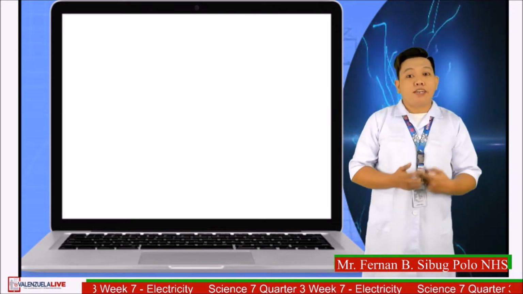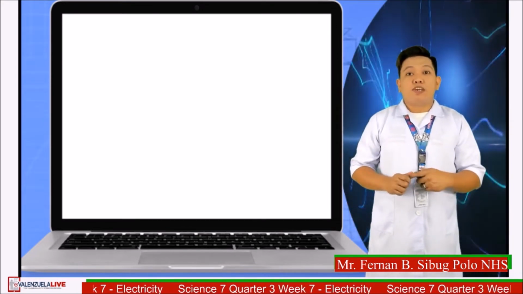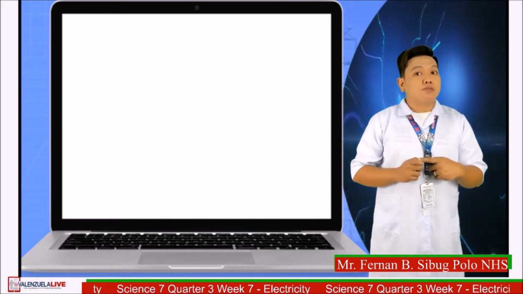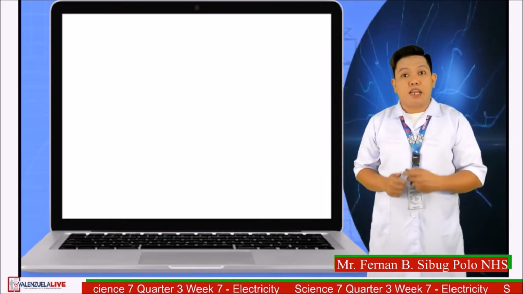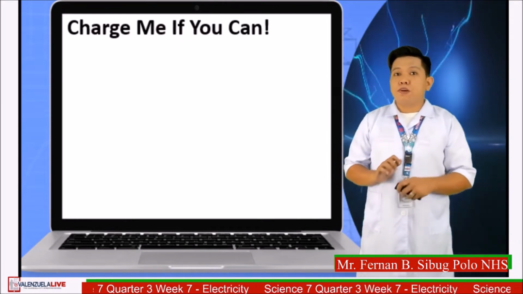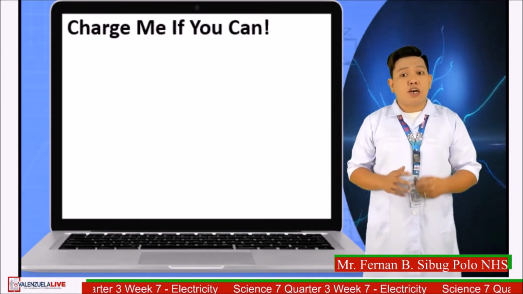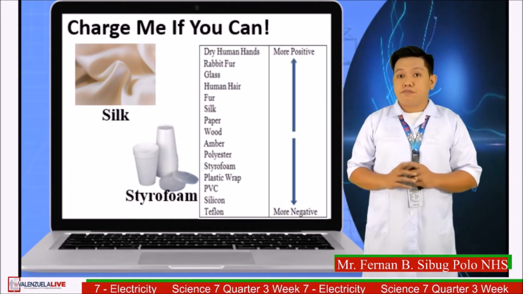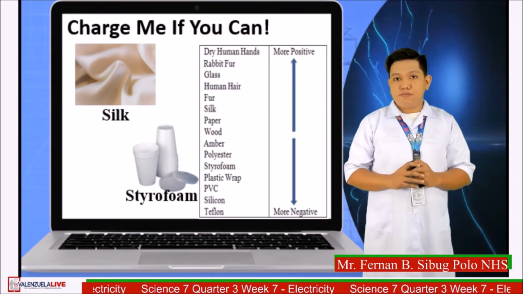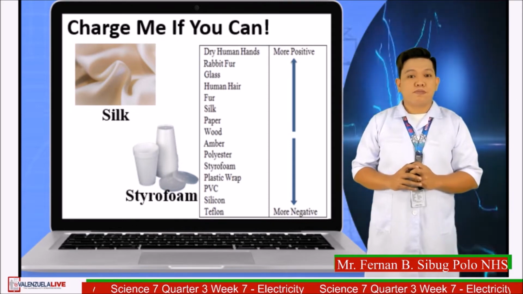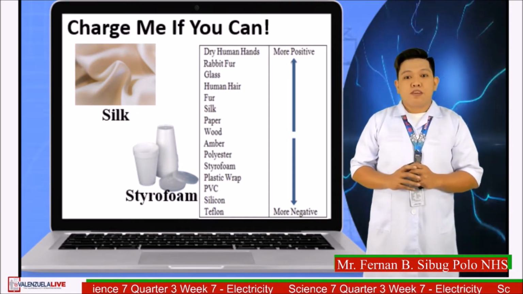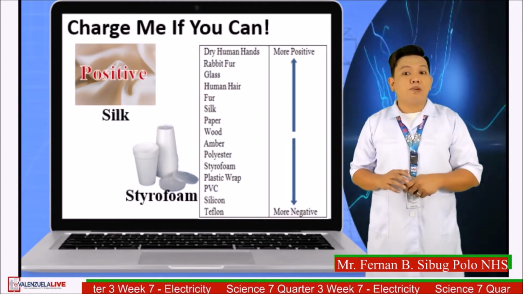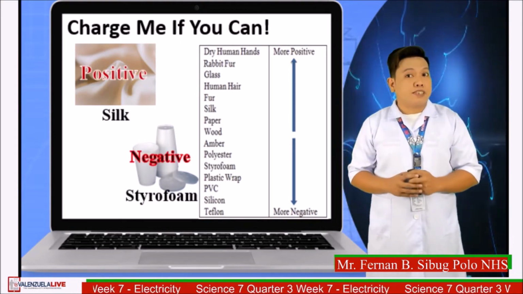Let's see whether you understand our lesson. You are going to determine the charge of the material based on which one gives off or receives an electron. For practice, what would be the charge of a silk and a styrofoam when rubbed together? If you answered that the silk would become positive and the styrofoam would become negative, then you are correct.